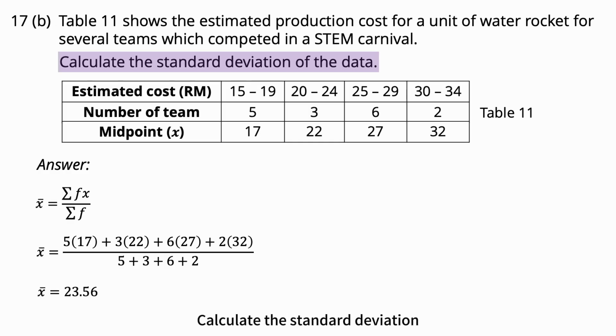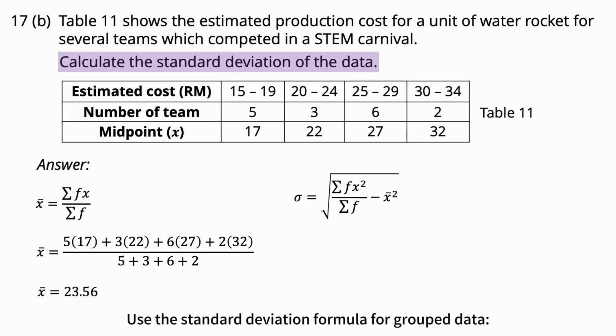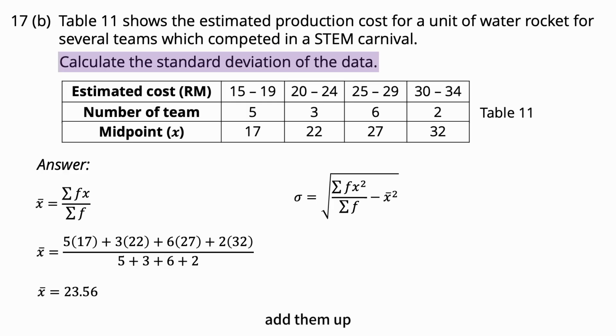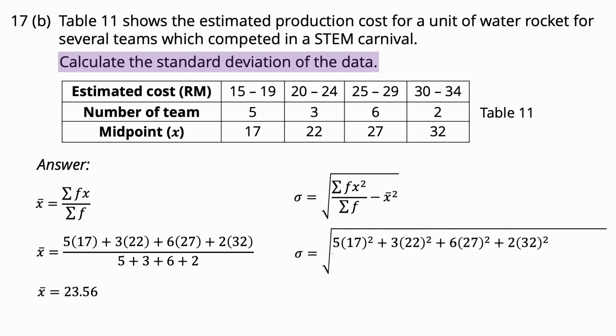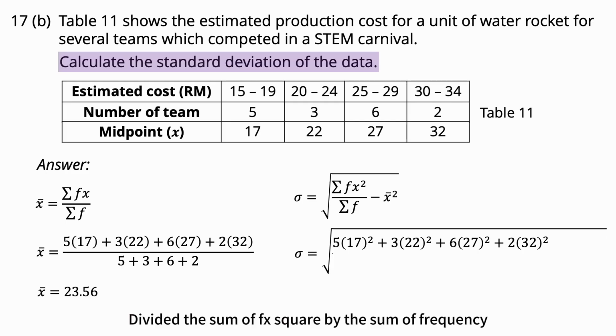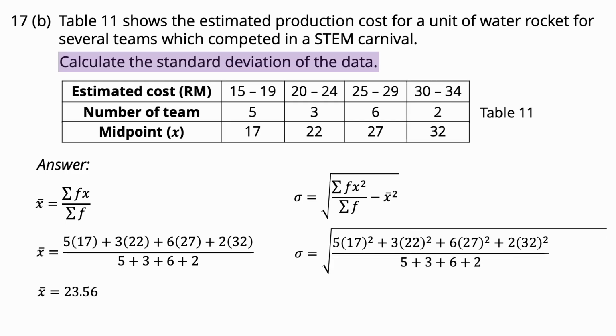Step 3. Calculate the standard deviation. Use the standard deviation formula for grouped data. Square each midpoint and multiply by its frequency, then add them up: 5 times 17 squared plus 3 times 22 squared plus 6 times 27 squared plus 2 times 32 squared. Divide the sum of fx squared by the sum of frequency, 5 plus 3 plus 6 plus 2. Then deduct the mean squared, 23.56 squared. Square root the value obtained. The standard deviation is 5.23.